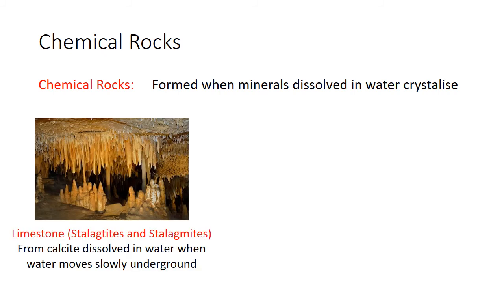Another type of limestone is stalactites and stalagmites in caves. These are chemical rocks formed from calcite dissolved in water when the water moves slowly underground. As the water moves slowly, the calcite comes out of the water and forms the limestone.